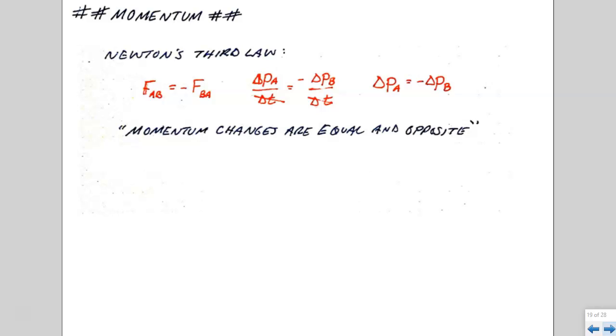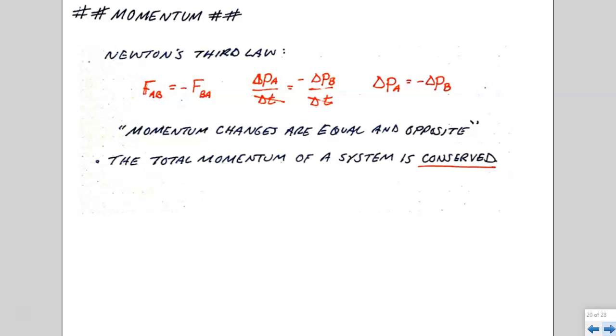And as long as no net force acts on the system, we can say the total momentum of the system is conserved. So the total change of momentum in a system is going to be 0.